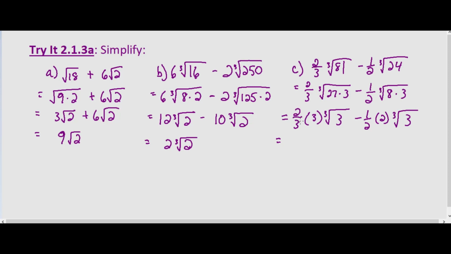We'll further simplify: 2/3 times 3 is simply 2 times the cube root of 3, minus 1/2 times 2 is just 1. So this is just going to be the cube root of 3. And then 2 times the cube root of 3 minus the cube root of 3. We have like radicals. That's just going to be 2 minus 1 equals 1 cube root of 3.